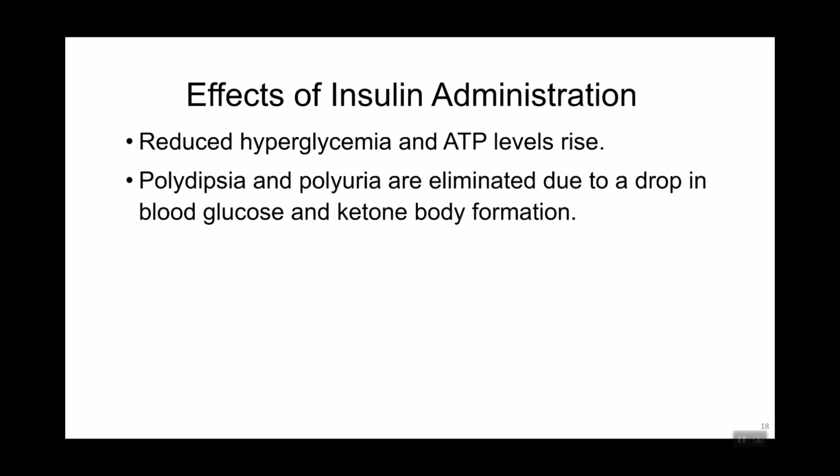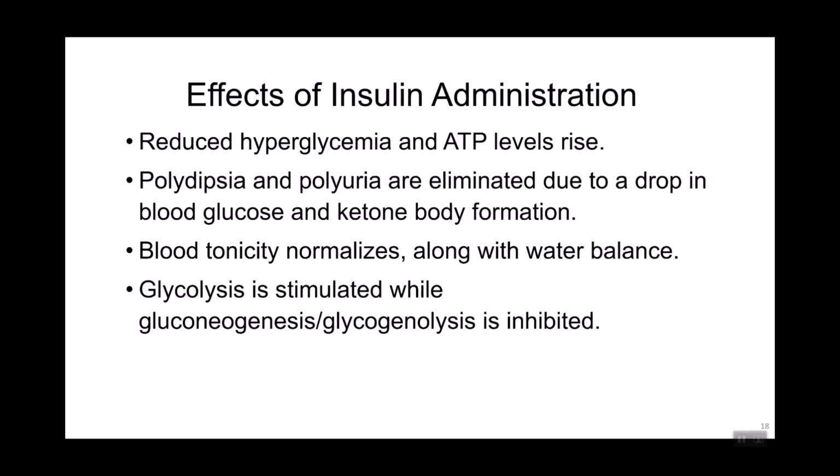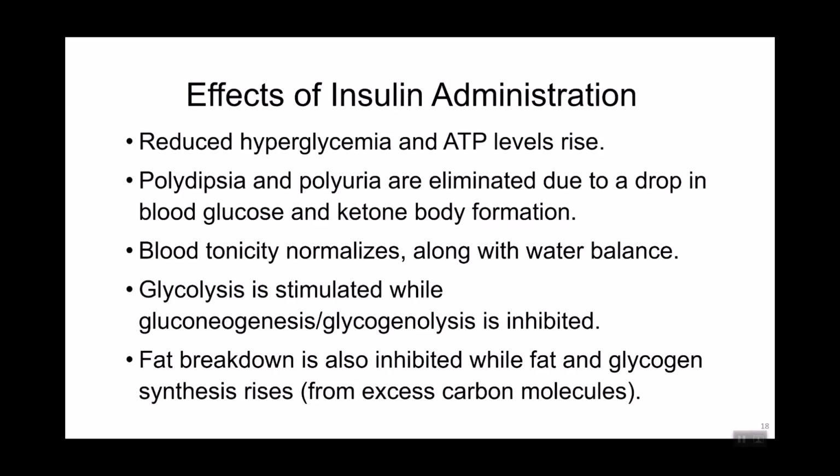This will allow the concentration of solutes in the blood to come back to normal, balancing out the water levels and dehydration. Remember, insulin is the anabolic hormone, so glycogen and fat breakdown will be inhibited. And if gluconeogenesis was adding to the amount of glucose in the bloodstream, it'll also be shut down. Any excess carbons that don't get used for energy could be stored as glycogen or fat.